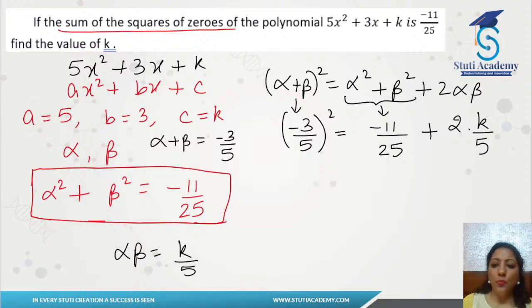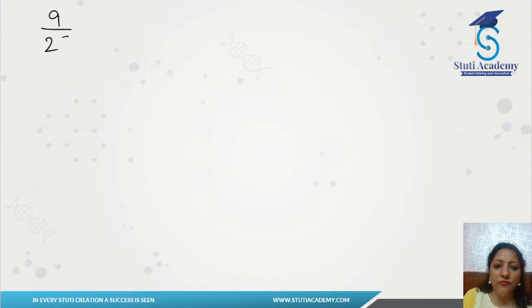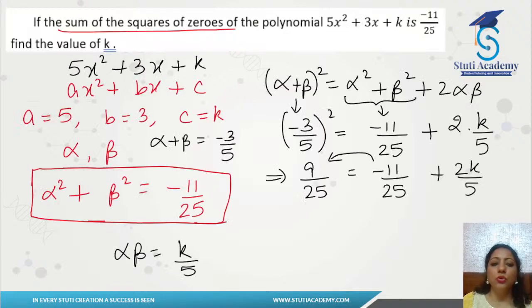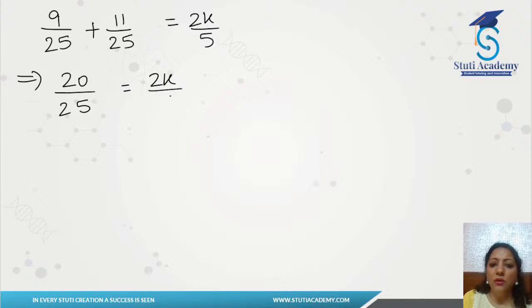Now in the next step, we are going to write this as 9 upon 25. This is minus 11 upon 25. And then this is 2k upon 5. Now in the next step, we are going to take this on the other side and it will get added. So we will get 9 upon 25 plus 11 upon 25 equal to 2k upon 5. Now we know that the denominators here are same. We can straight away add the numerators. So we'll get 20 upon 25 is equal to 2k upon 5.